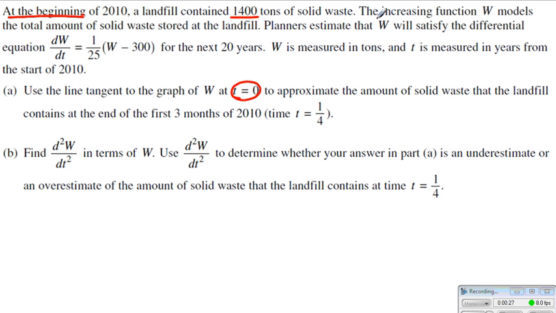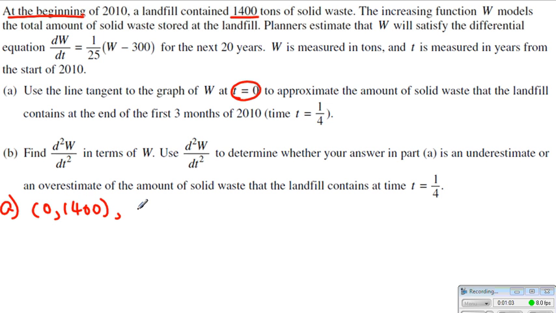Now, an increasing function is given. Here we have dw/dt. This is the derivative of w with respect to t, and that has been described in this way for the next 20 years. First, use the line tangent to the graph of w at t equals 0. So, once again, in order for us to look at part A, we're looking at the tangent line, and we need a point: (0, y value), in this case the w value, which will be 1,400.